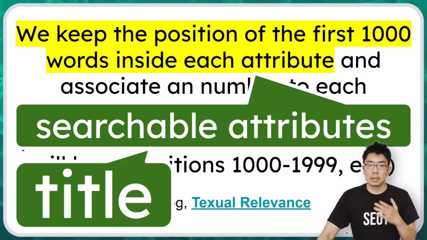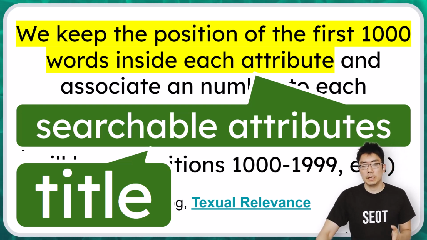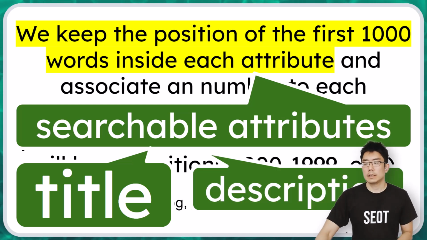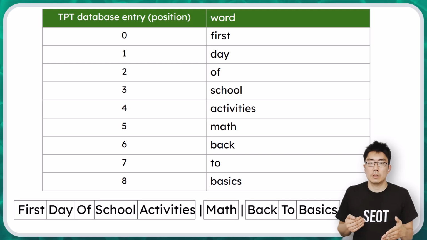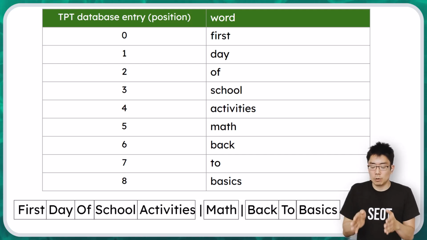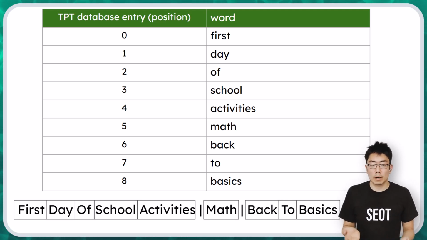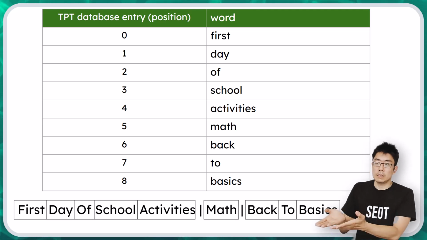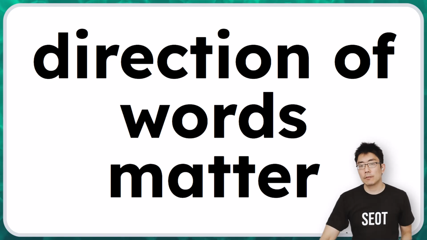So for example, title is a huge one. This is probably the number one searchable attribute for TPT Search. It also looks in the description. But because they've only saved 1,000 spaces in their database to break up the title or the product description word by word, this is how we know that if you have more than 1,000 words in your product description, the TPT search algorithm isn't even looking at them. The other thing I learned is that the direction of the words matter.